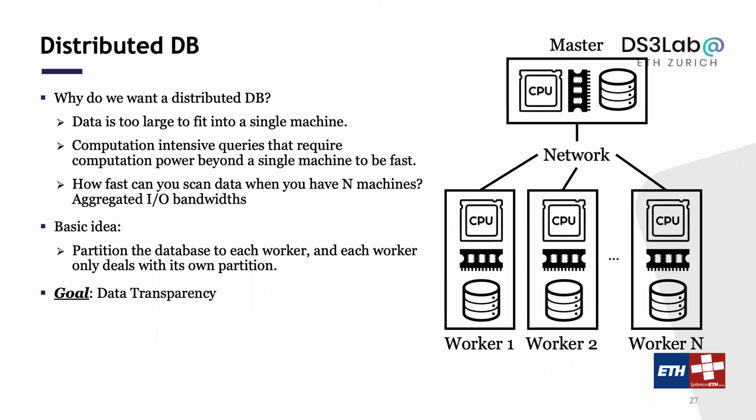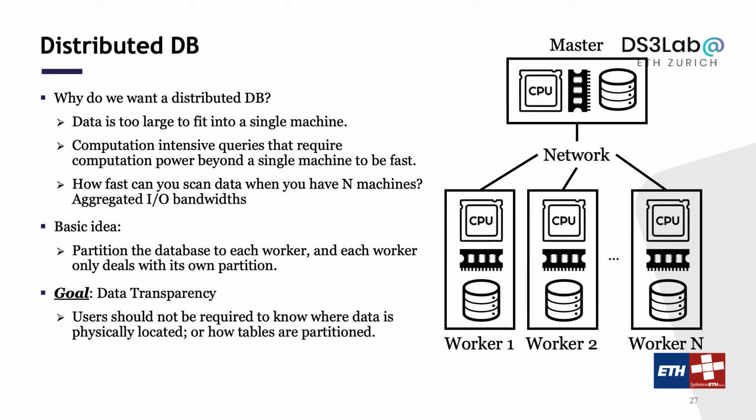The design goal of the system is to really achieve data transparency: the user shouldn't know how the data is physically located. It doesn't matter how you partition your data, the SQL query I'm writing shouldn't change. I want to enable this level of data transparency for my user. I also want to make sure all the distributed execution is declarative from the user perspective. Ideally, even though the user is using a distributed database, she doesn't know about it. She's using the database as if it were all on a single machine. That's my design goal.